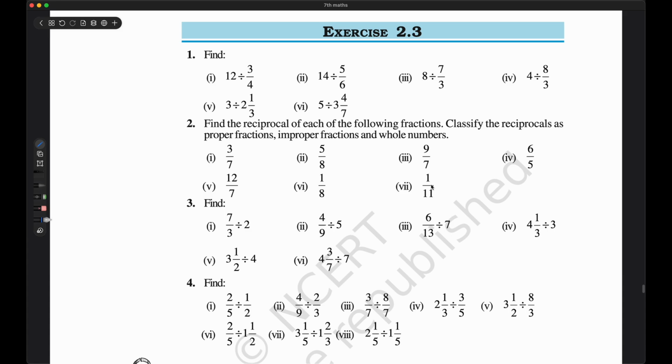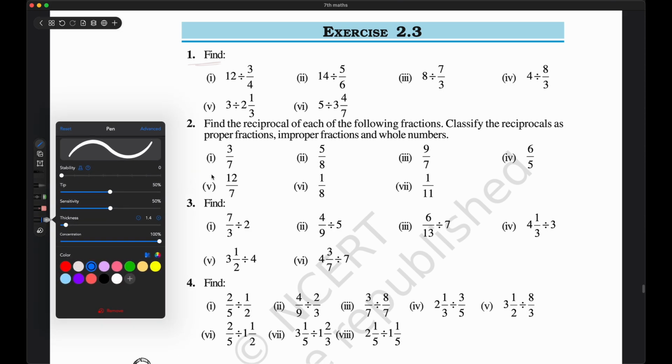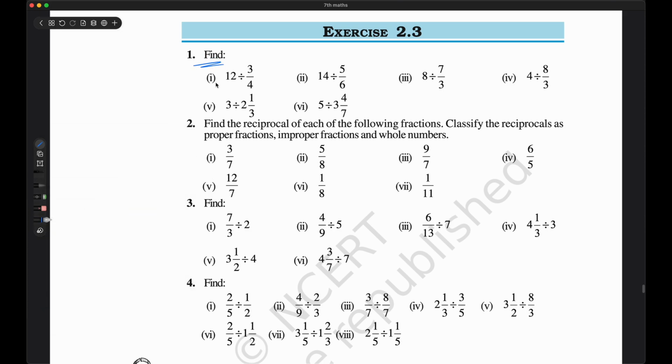Hello everyone, my name is Shyam Chauhan and in this lecture we are going to cover exercise 2.3 question number 1 and question number 2. In question number 1 we have to find the division, and in question number 2 we have to find the reciprocal of each of the fractions and then classify each reciprocal as proper, improper or whole number.